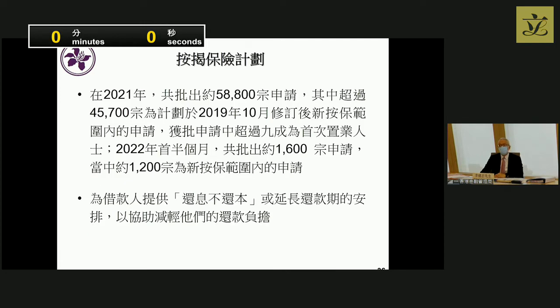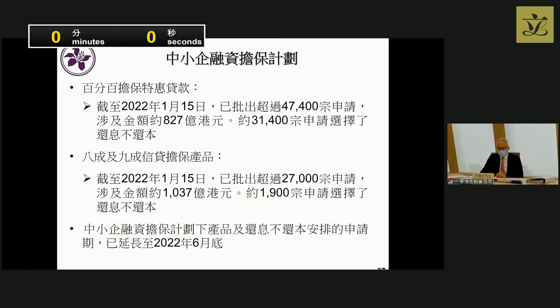Next, the Hong Kong Mortgage Corporation. Well, it provides mortgage insurance for home buyers. Currently, most homeowners are able to get a loan at 60-70%. It really depends on the price of their home. They can get up to 90% of their house value.